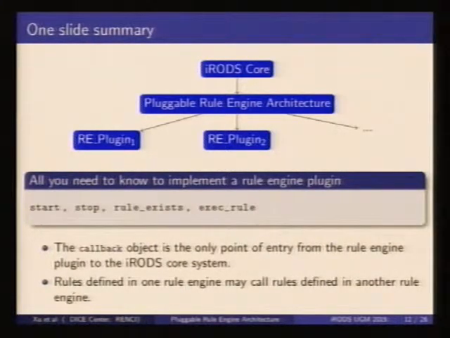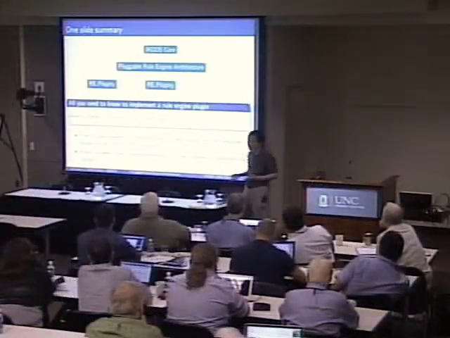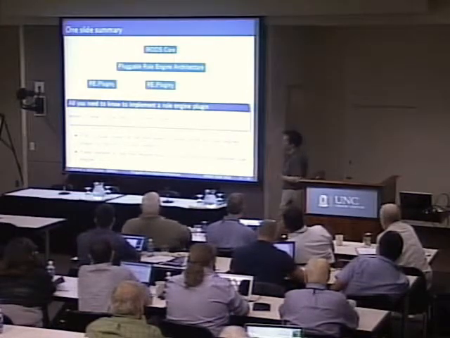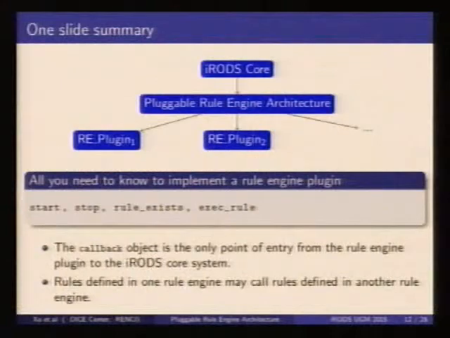Conceptually, it's very simple. There's the iRODS core, then this is the rule engine plugin architecture. It sits between the iRODS core and the rule engine plugins. So basically, you can attach any number of rule engine plugins to the plugin architecture, and they will run concurrently. Okay, so that's the big picture, right?